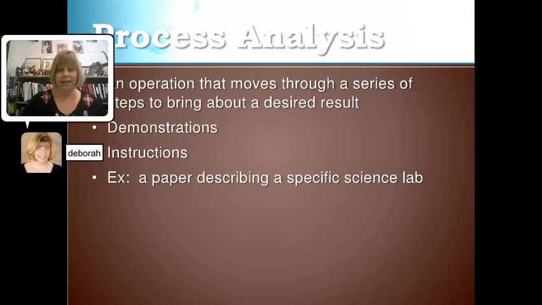Now, process analysis is a type of organizational pattern that you'd most likely use in a scientific or mathematical or engineering setting. This is when you're describing an operation through a series of steps to get to a specific result. So this might be something where you're demonstrating, illustrating instructions. Let's say you were asked to write a paper to describe a specific science lab. You would use a process analysis. So what were the first steps and why were those important to be there?